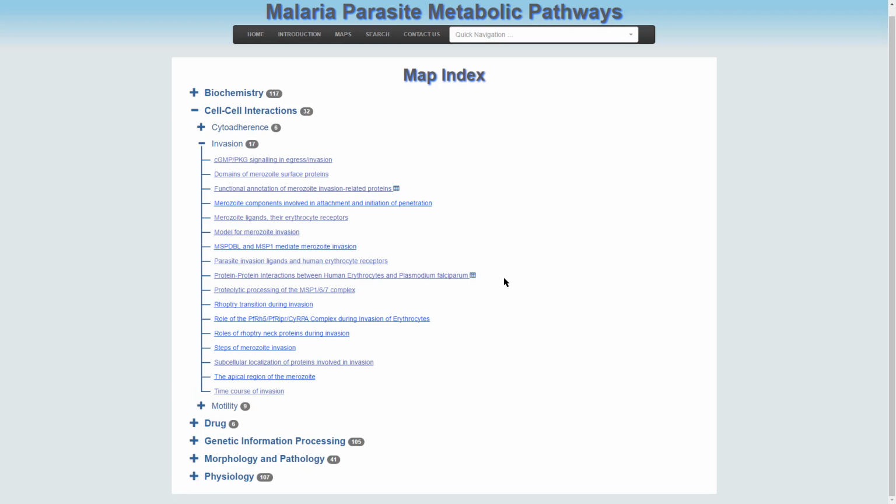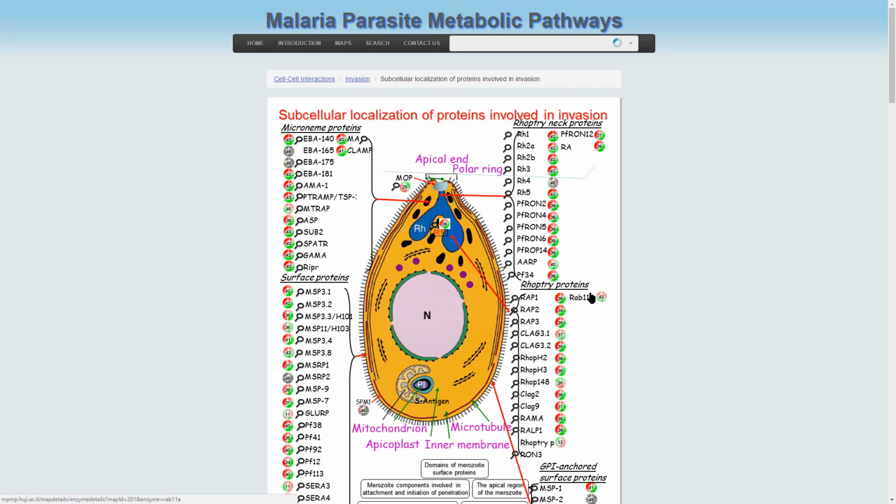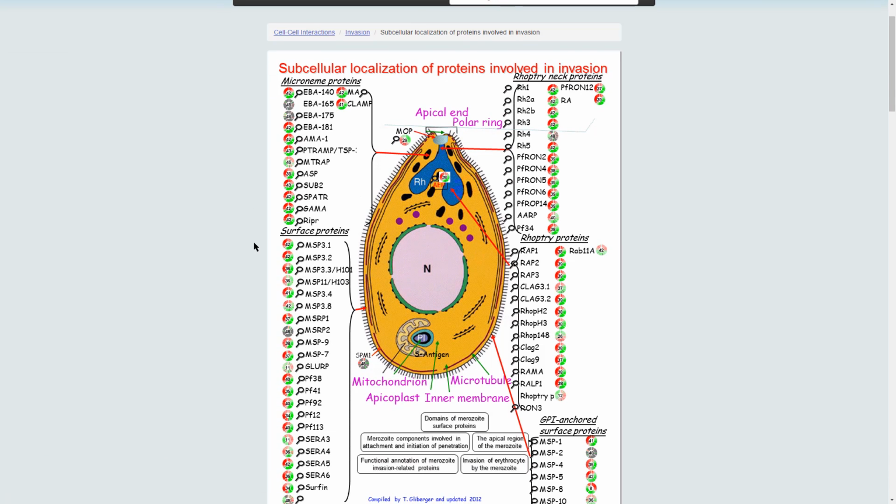Now we move to invasion. We see several schemes and tables. We'll first go to a famous map by now, the subcellular localization of proteins involved in invasion. You see that almost 100 proteins are involved. Here we see the subcellular location of proteins involved in invasion.